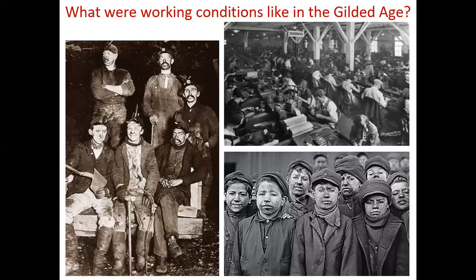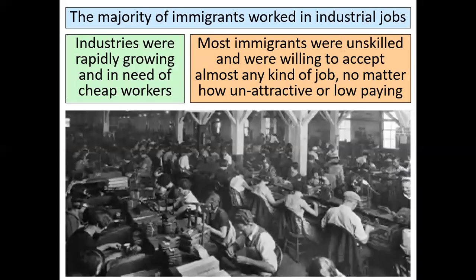Now, based off of these pictures, what were working conditions like in the Gilded Age? The majority of immigrants worked in industrial jobs, which means they're working in factory jobs. And industries are growing rapidly and they need cheap workers. And it's easy to teach someone who doesn't speak English how to work a factory because they're going to be doing the same job all day long. It's very repetitive. It's very boring.